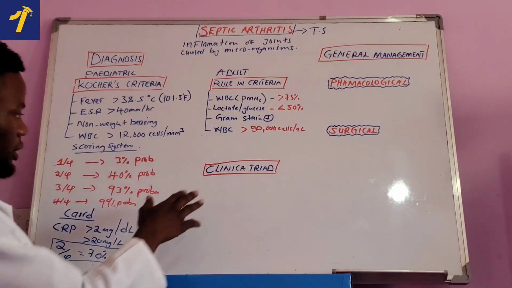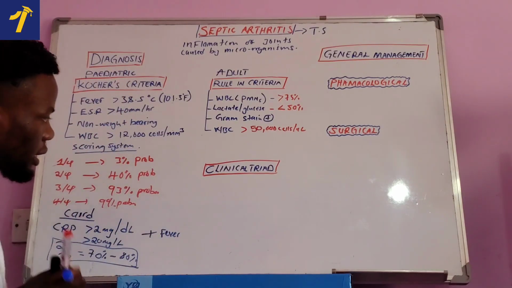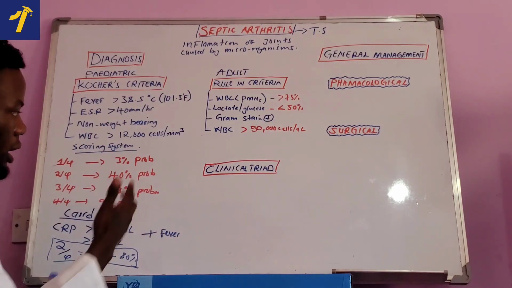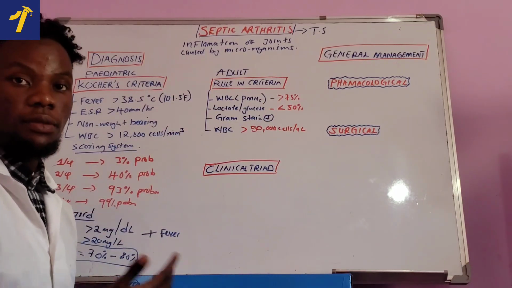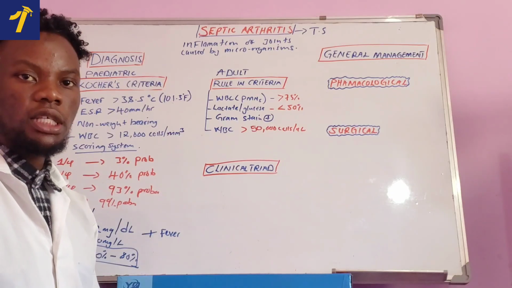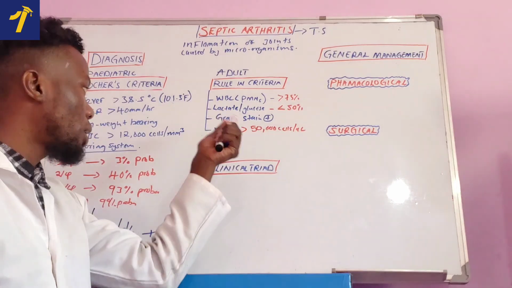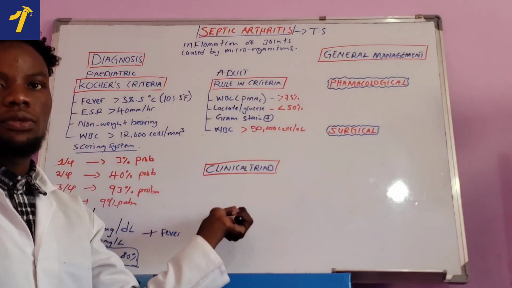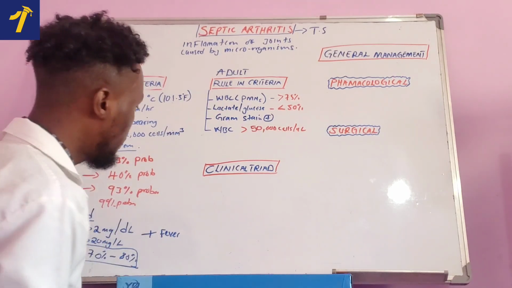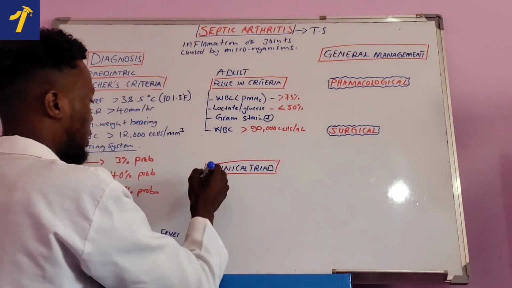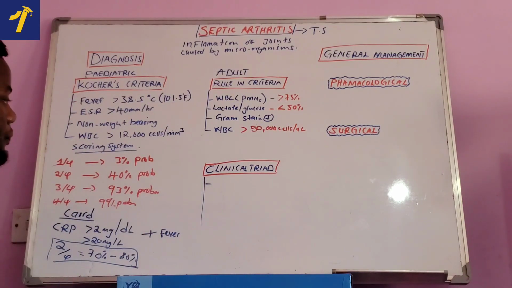Now another one, which is the clinical triad. We can also use a clinical triad in adults if you don't want to do this, because this is more invasive, where you are going to do the joint aspirate using a needle. If you don't want to do invasive procedures like this in adults, you can simply use the clinical triad to diagnose septic arthritis. So what is this clinical triad that you can use?